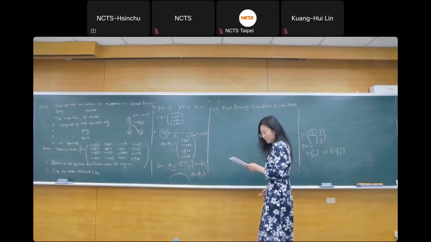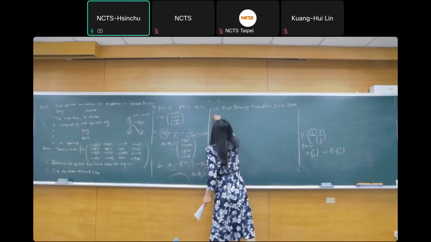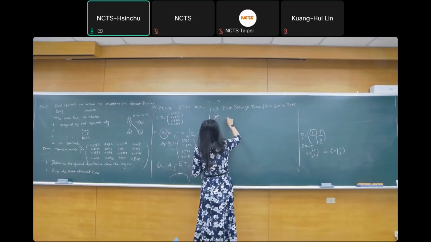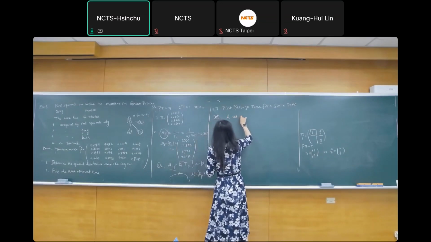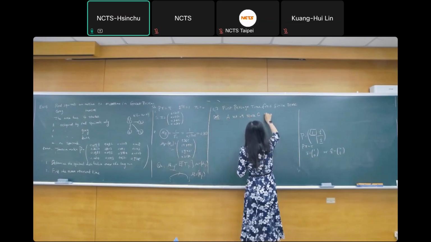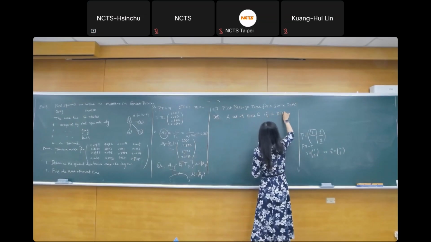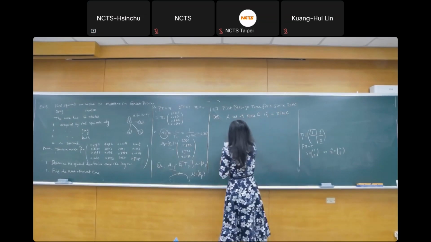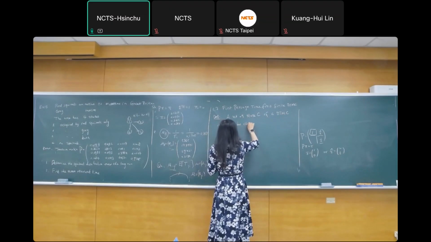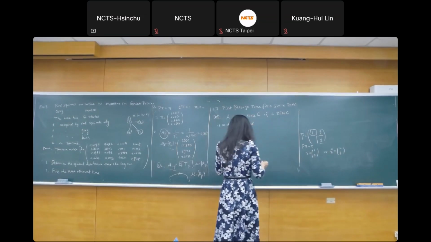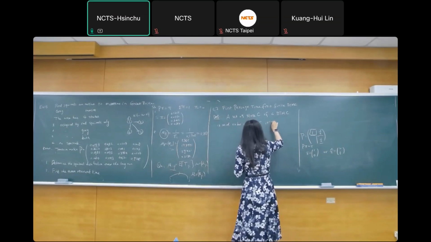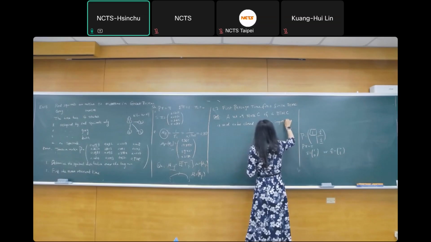Finite means a finite state. Here is a notation. A set of states, let's call it C, of a DTMC is said to be closed if it's impossible to leave. Mission impossible.